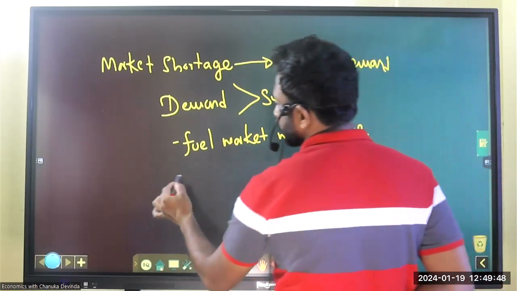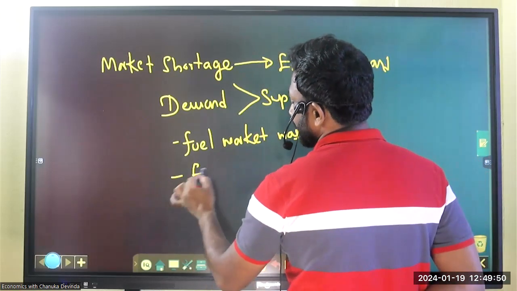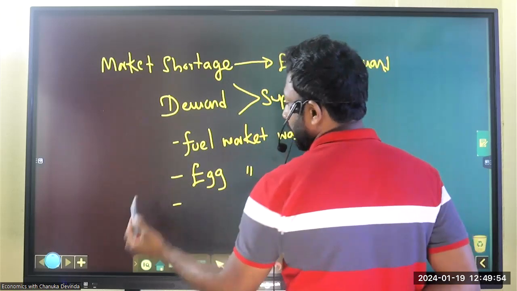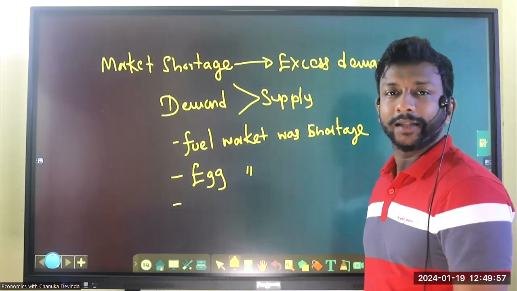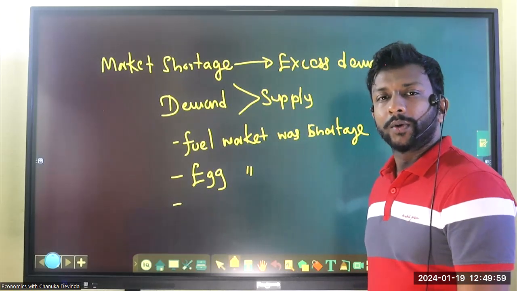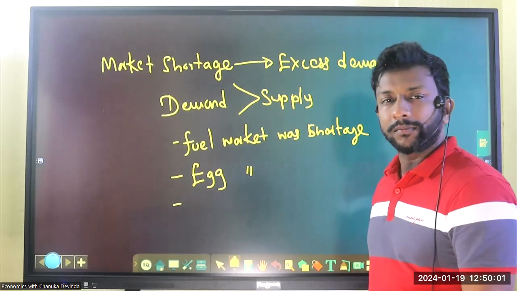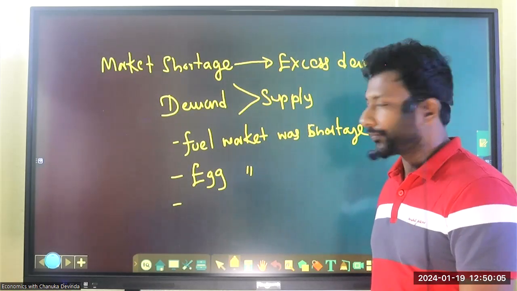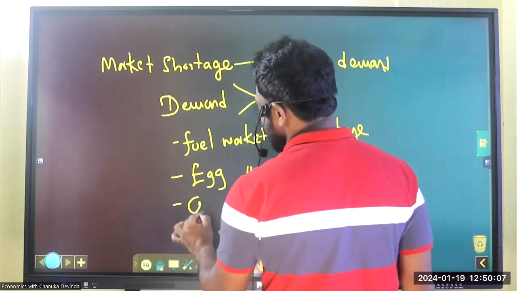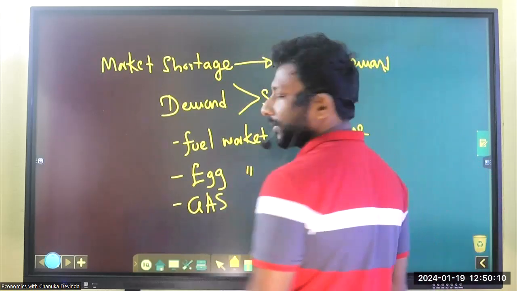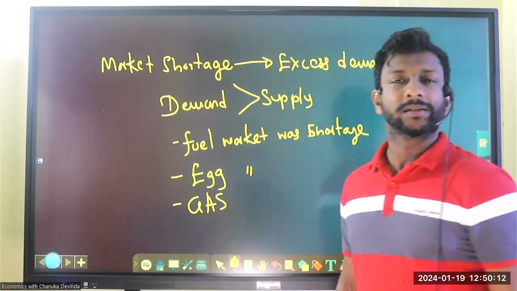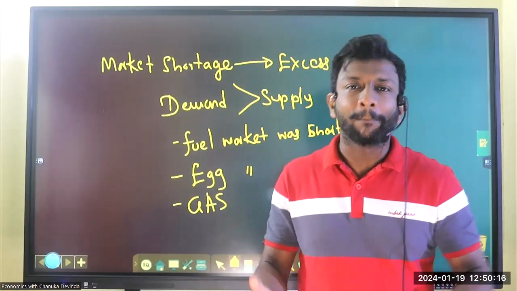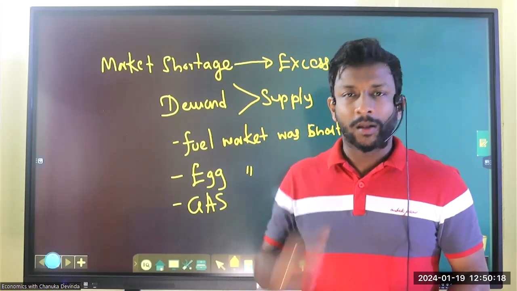And also egg, the same thing happened. In the egg market, the demand was higher than supply, so we couldn't find eggs in the past few months. Then the government tried to import them. And also gas, the same thing happened, but now it has been solved. Then a temporary market shortage is not a permanent scarcity.